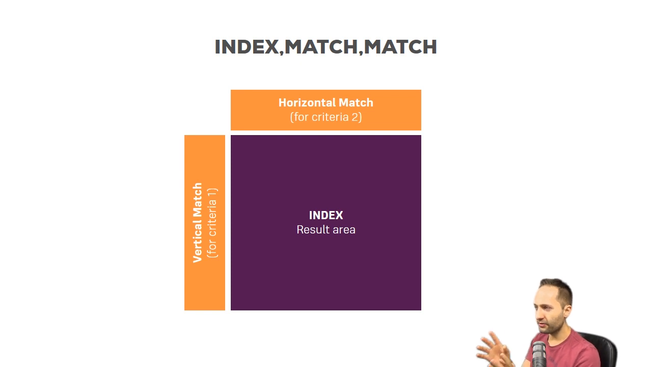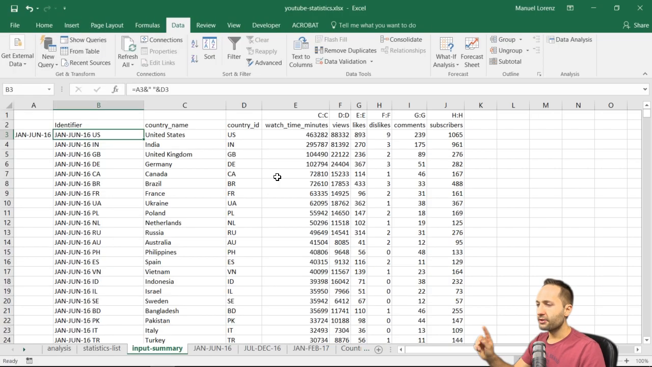And in between those two matches, we find the index. This is the result area. And the important thing that you have to remember when we will now create that formula, that the two match types have to build a frame around that index. So remember that structure, because we will recreate that now in Excel. So I'm now in the input summary sheet. This means we have to go back to the analysis sheet.